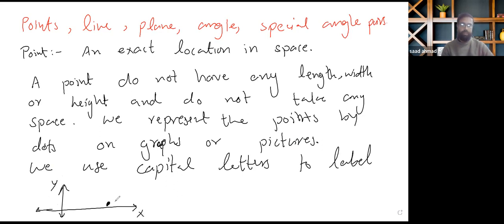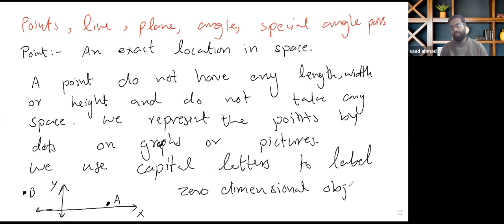Then this is, let's say, a point A, right? So it represents a location. It just represents a location. Let's say we have a point here, B. It also represents a location. It does not have any width, any length. It does not cover any space. So that's why it is also a zero dimensional object. It does not have any dimension. So it's a zero dimensional object.